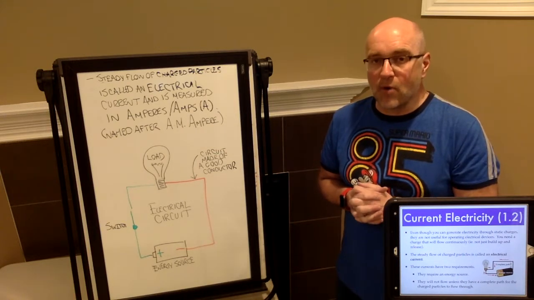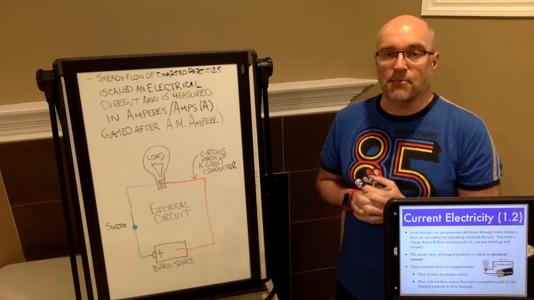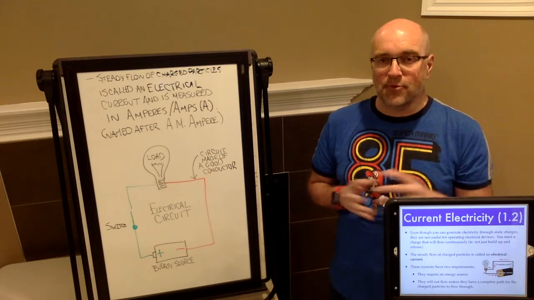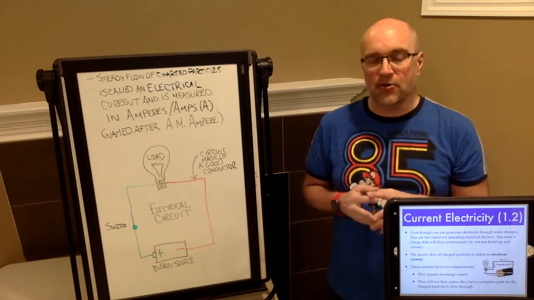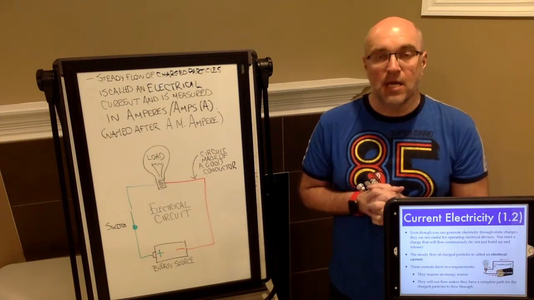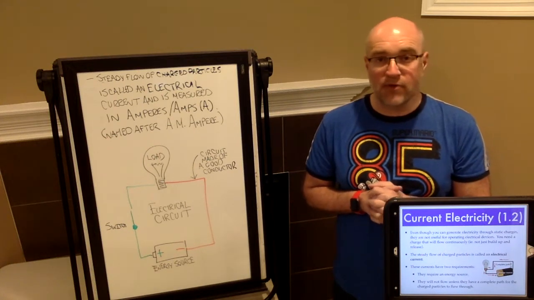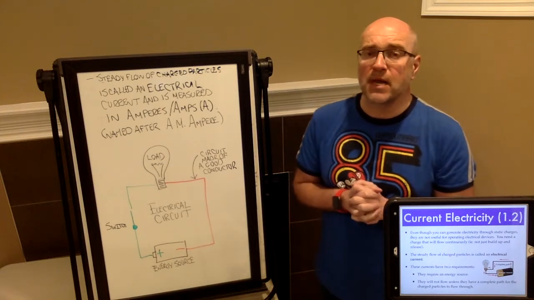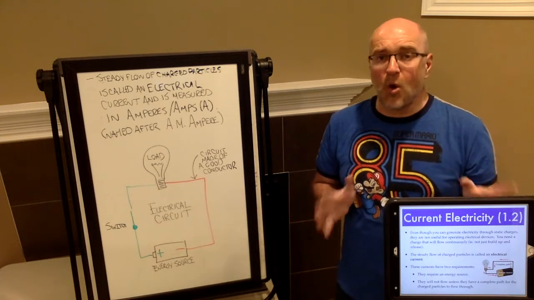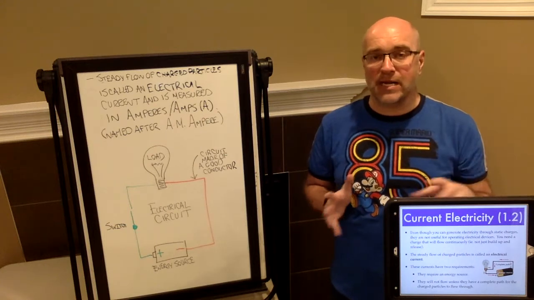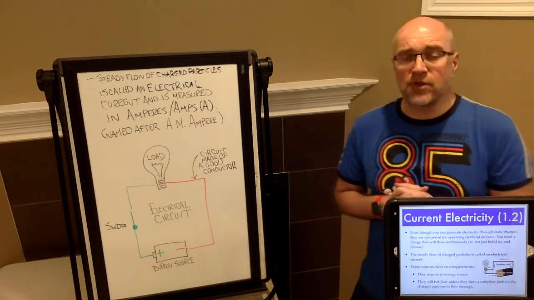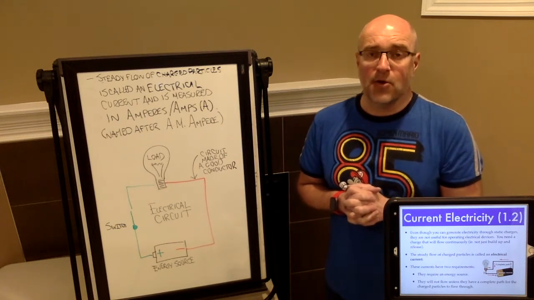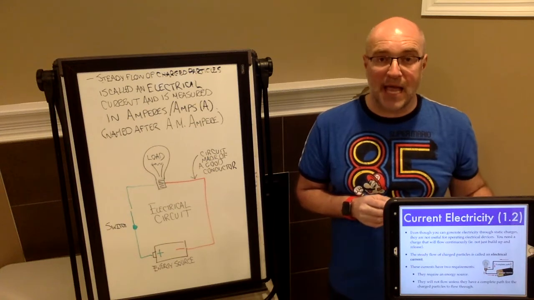The second thing we require is an actual circuit that is unbroken. You can't have any breaks in the path for the charged particles. If there's a break anywhere in the circuit, you're going to run into trouble. You may have heard of what's called a short circuit. Well, that's what a short circuit is, and we'll get to that later in the unit. But rest assured, you require a continuous path for these charged particles to move through in order for you to actually create that current.